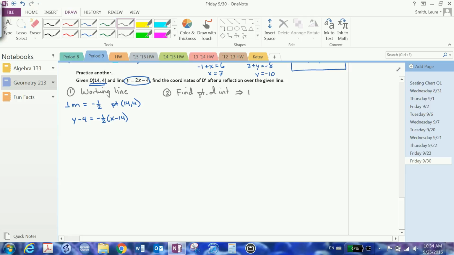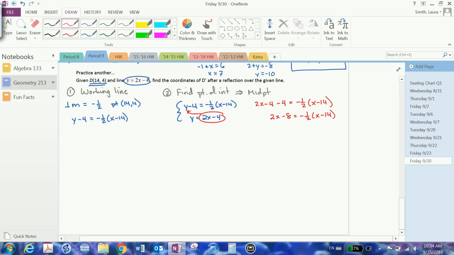Remember, that point of intersection is going to end up being the midpoint. Okay, so my two equations are y minus 4 equals negative 1/2 x minus 14, and y equals 2x minus 4. And this one's set up for substitution also. So here's a trick.